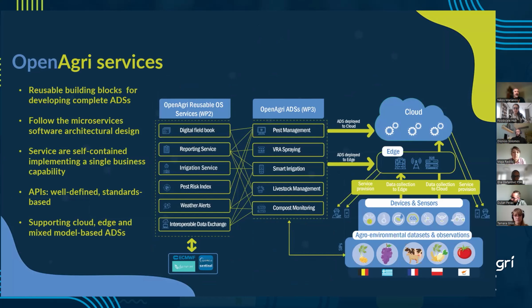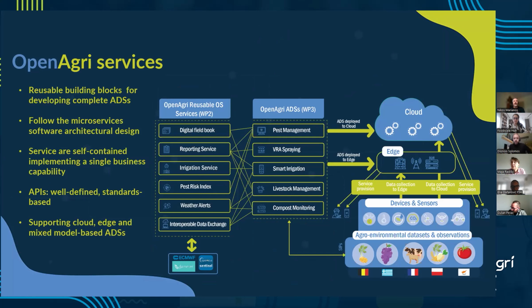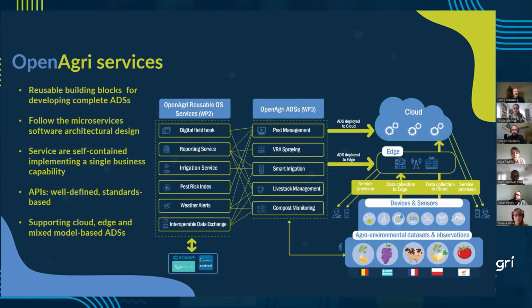So, as I mentioned earlier, OpenAgri is developing 7 reusable open source services, which can be reused by ADS providers to help them avoid rebuilding everything from scratch. So this is something that is offered to the SIPs to be funded by this open call, and it's actually mandatory for the SIPs to use at least one of these services.